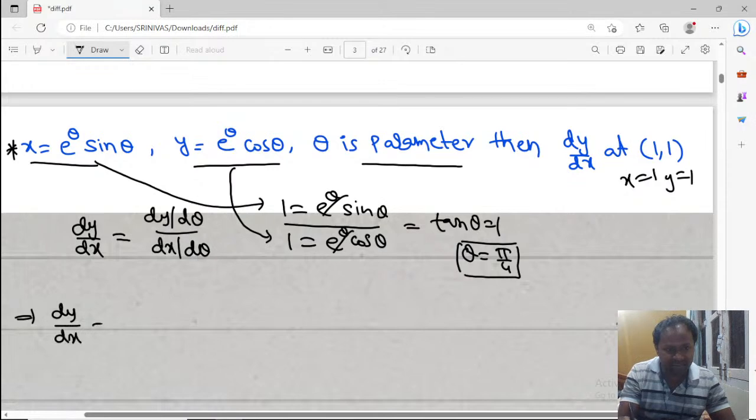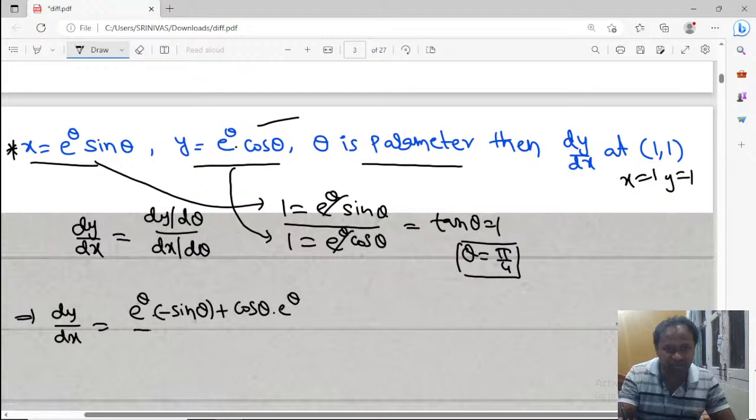dy by dx is equal to dy by d theta divided by dx by d theta. For this u v form, what we get? In the numerator, e power theta into the differentiation of cos theta, minus sin theta, plus cos theta into the differentiation of e power theta, e power theta, divided by dx by d theta, which is e power theta into the differentiation of sin theta, cos theta, plus sin theta into the differentiation of e power theta, e power theta. The e power theta terms both are cancelled.